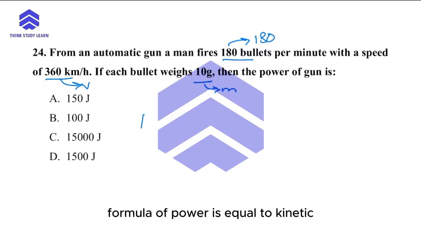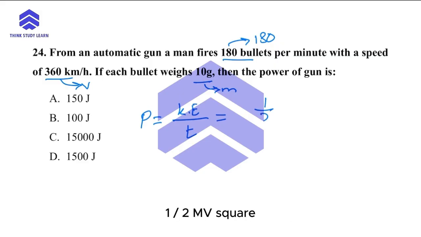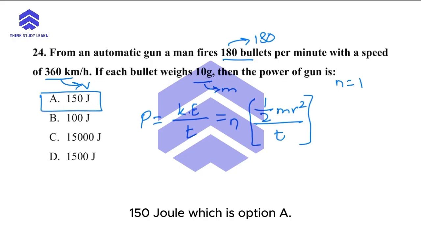We know that the formula of power is equal to kinetic energy divided by the time taken. We know that the kinetic energy is equal to 1 over 2 mv squared, divided by t. We will multiply it by n and we know that n is equal to 1. By putting values and solving it, we will get 150 joule, which is option A.